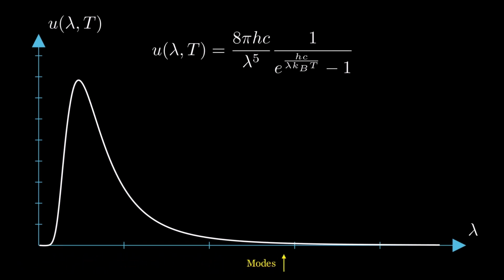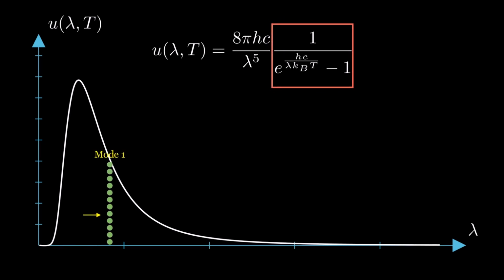In other words, each of these fundamental waves that make up a single mode corresponds to a single photon in Planck's hypothesis. Therefore, the number of photons in one mode determines the energy content of this mode, meaning its excitation. The Planck equation, especially this factor in the red box, determines how these photons are distributed among these modes. The distribution depends, of course, on the temperature.